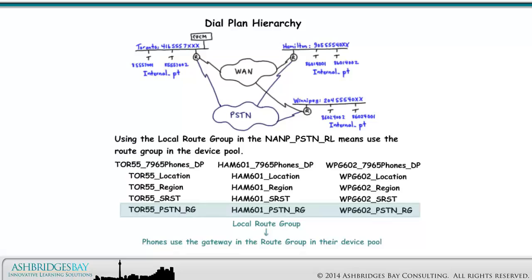Using the local route group in the NANP PSTN route list means use the route group in the device pool. Phones in Toronto will use the Toronto 55 PSTN route group containing the Toronto 55 PSTN gateway. Phones in Hamilton will use the Hamilton 601 PSTN route group containing the Hamilton 601 PSTN gateway. And phones in Winnipeg will use the Winnipeg 602 PSTN route group containing the Winnipeg 602 PSTN gateway.